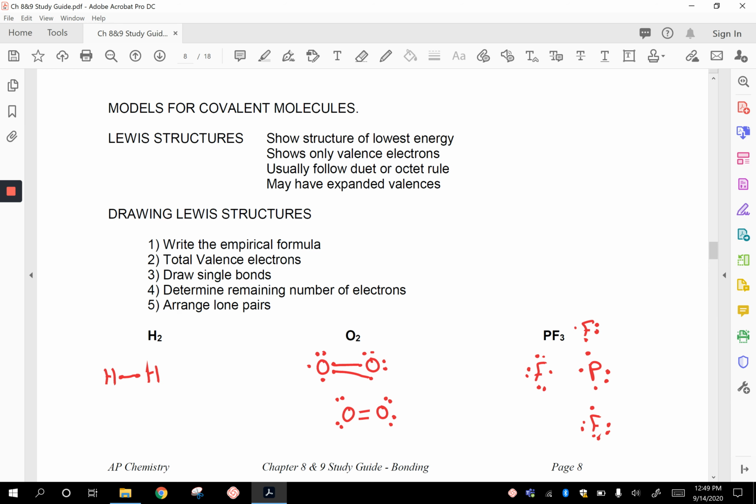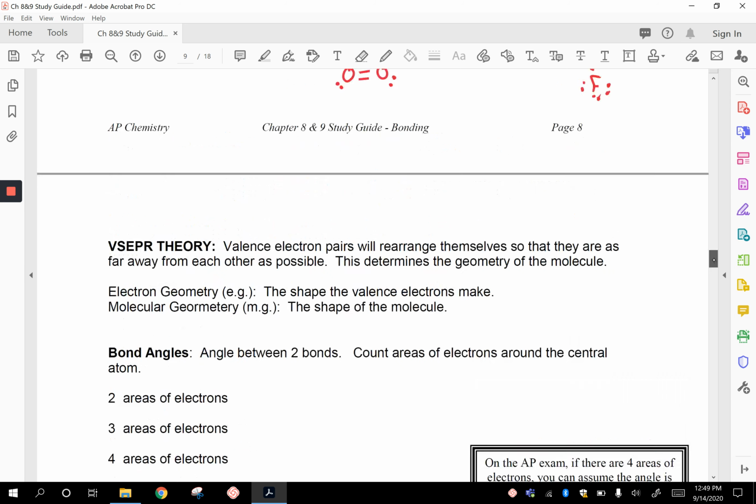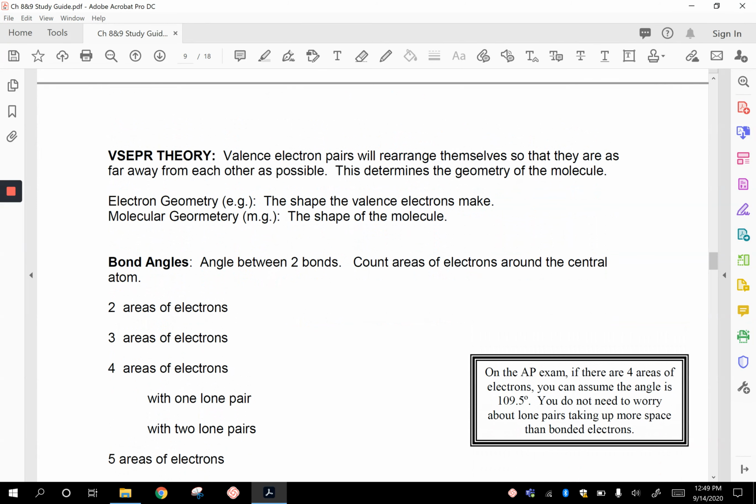1, 2, 3, 4, 5, 6, 7. And then you bond everything once. And now everybody has an octet. So that's pretty good. We'll practice some more of these.